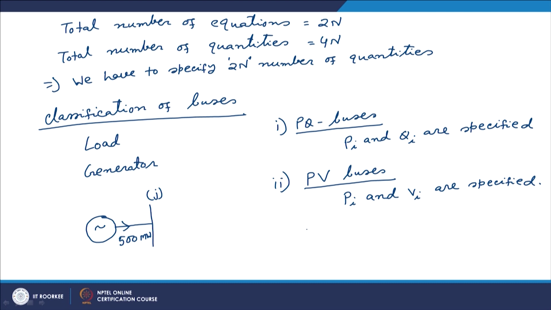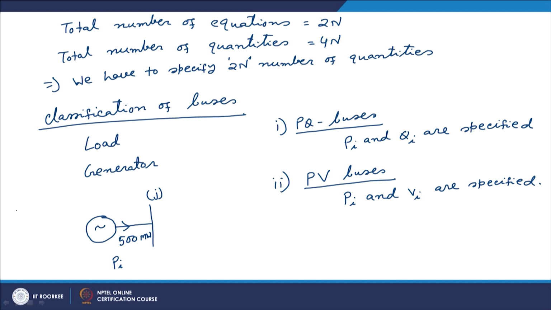So then we know the value of PI, because we know the amount of real power this particular generator is injecting into the bus. So at any bus where a generator is connected, we can pre-specify the injected real power. But then what is the physical justification of specifying this voltage magnitude?